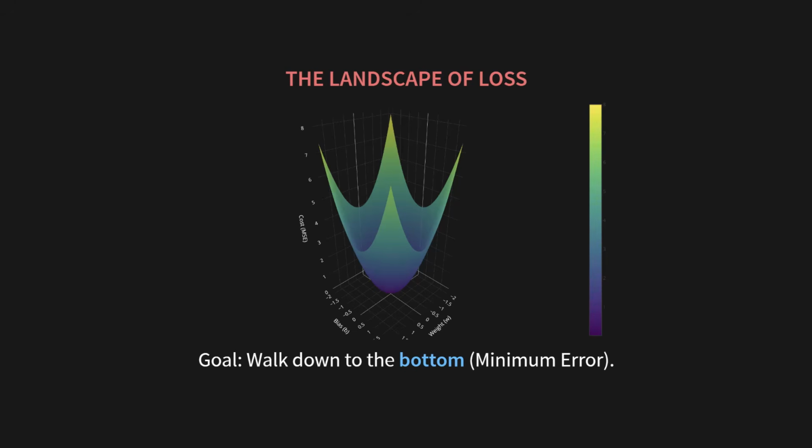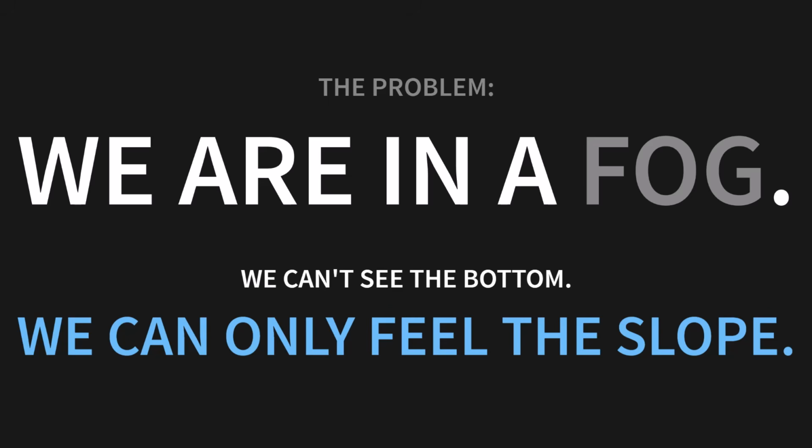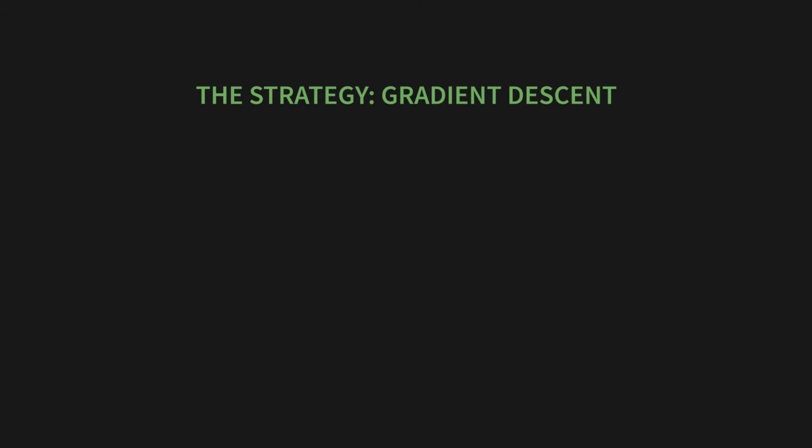But here's the challenge. The problem is, we are in a thick fog. We can't see the whole landscape. We have no idea where the bottom is. All we can do from right where we're standing is feel the slope of the ground beneath our feet. So what's the strategy? It's called gradient descent, and it's actually incredibly simple. There are only 3 steps.